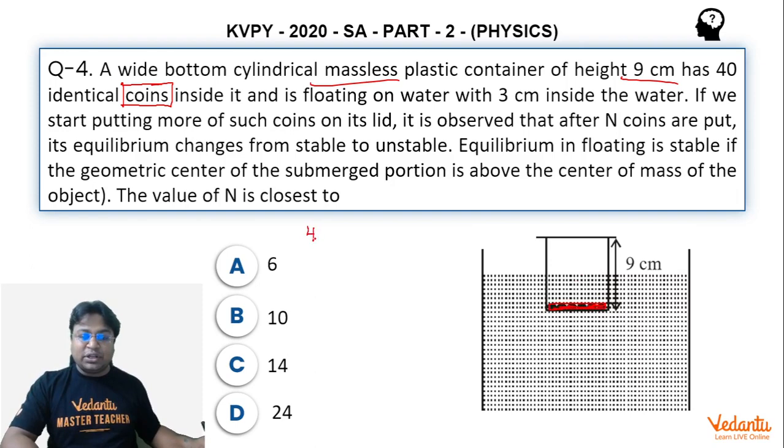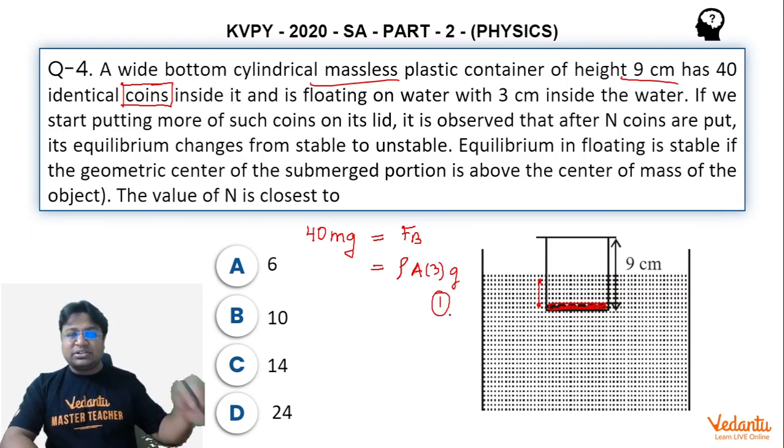So if the coins occupy negligible volume, what I can say right now is that the weight of 40 coins, let's put it as 40 into m into g, where m is the mass of one coin, so 40 mg will be equal to the buoyant force. The buoyant force can be written as density of liquid into area of cross section into the height submerged, which is 3 centimeter, into g. That will form equation number 1.